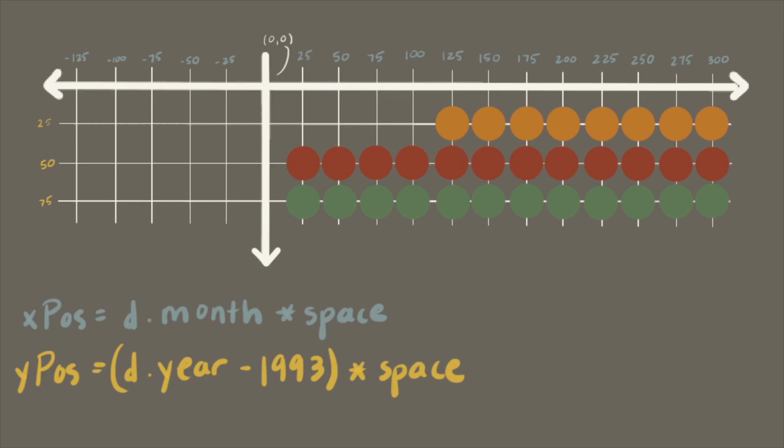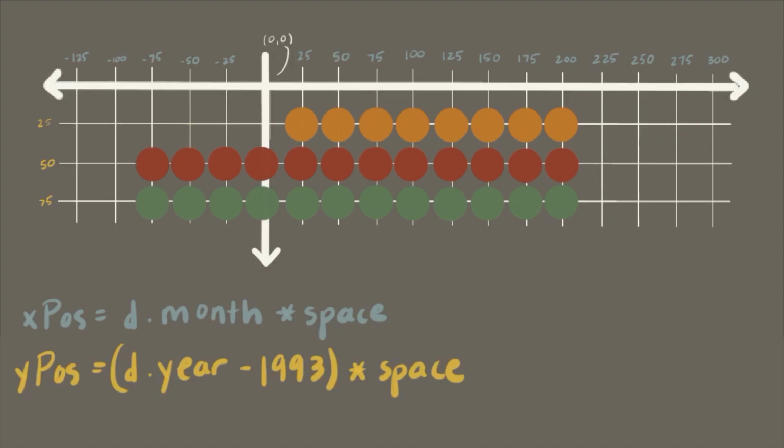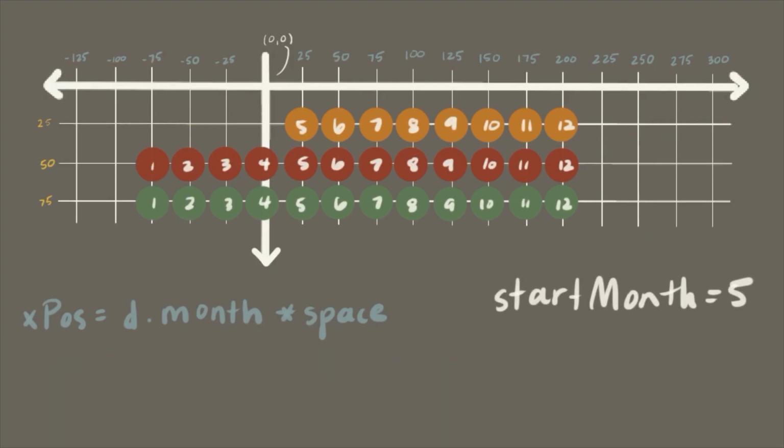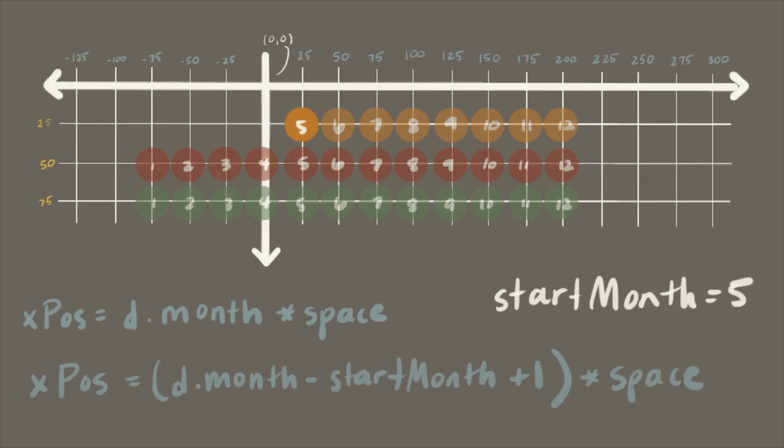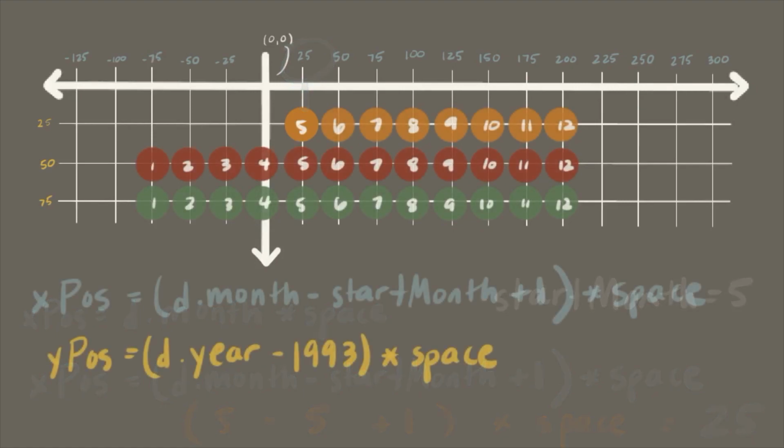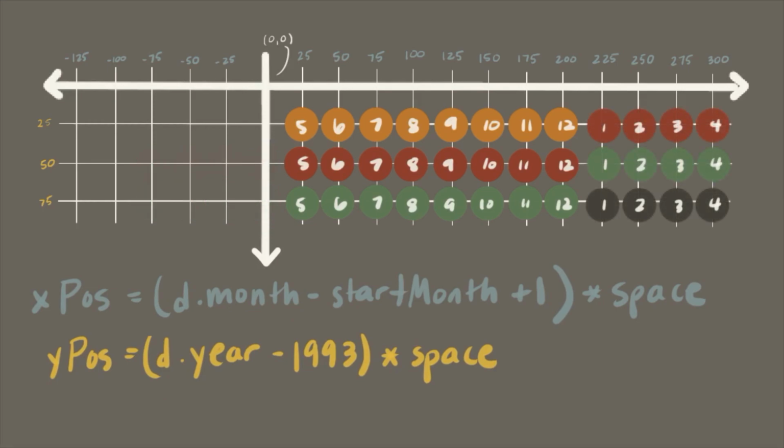So the first thing we're going to do is easy. We're just taking the X position and shifting it back 5 spaces. So I'm creating this variable called start month, which is going to be 5, and subtracting that, but then adding 1 back because we want the 5 to just be in that first column. So now it's 5 minus 5 plus 1 times space, which is 25, so in the first column. So now months 5 through 12 look good, but months 1 through 4 are funky. Because remember, we actually want them to be up and over.